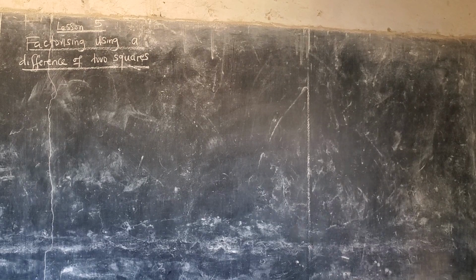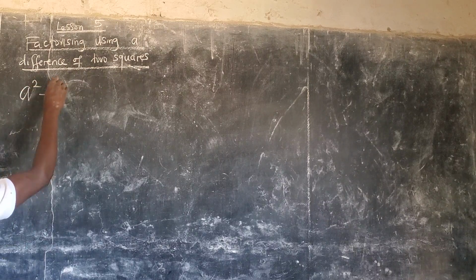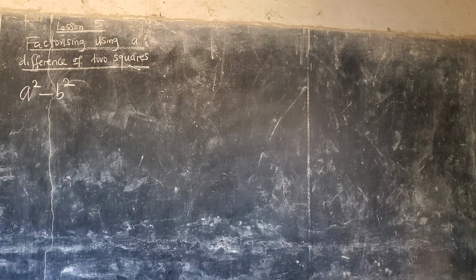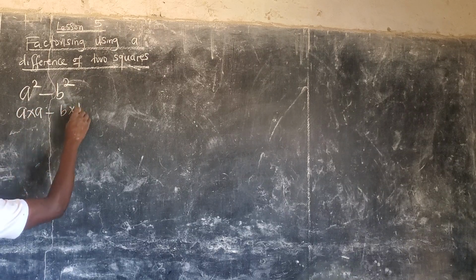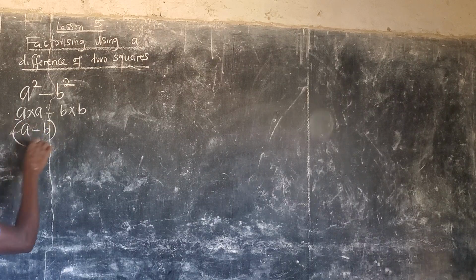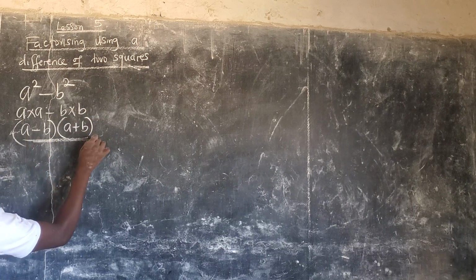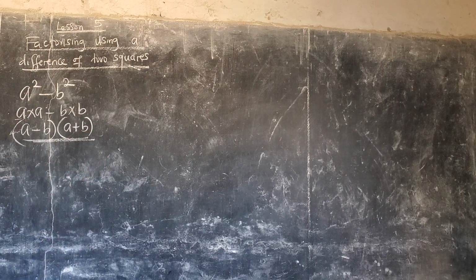The difference of two squares is just the difference of two square numbers or expressions. So when you've got a squared minus b squared, this is what we call a difference of two squares. It's a minus of two square numbers or letters, meaning that in short we can say a times a minus b times b. Then after that you get one a and then b this side, minus, and you get another a plus b positive. This is the answer for this one.